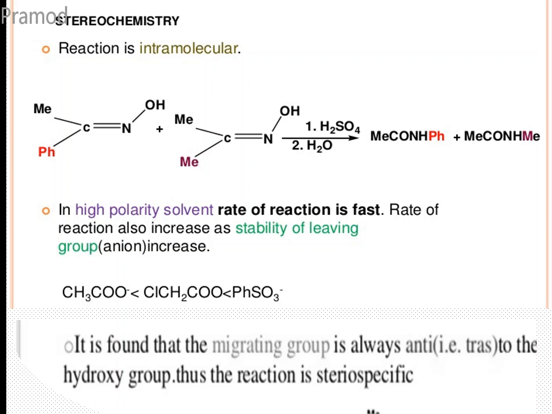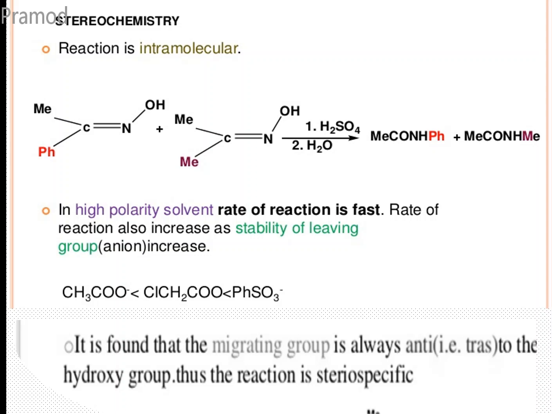You take a ketoxime, dimethyl ketoxime, and phenylmethyl ketoxime. When they analyzed it, they found that you get a phenyl substituted amide and a methyl substituted amide. So that shows that there is trans migration. The migration is always trans. The reaction is stereospecific, only the trans group migrates, and the reaction occurs in a polar solvent only.